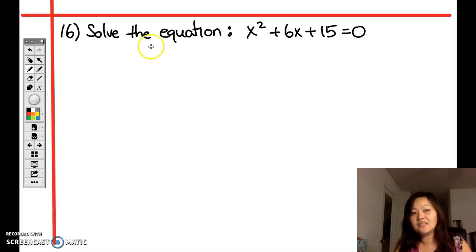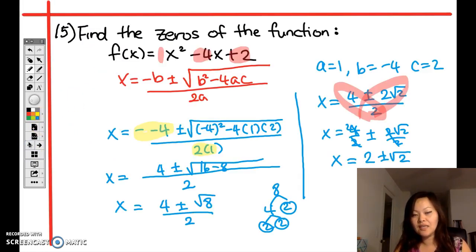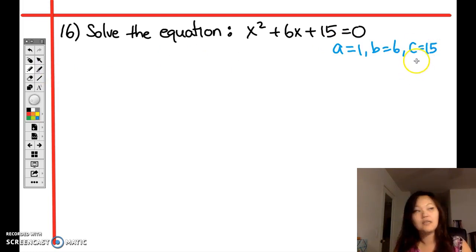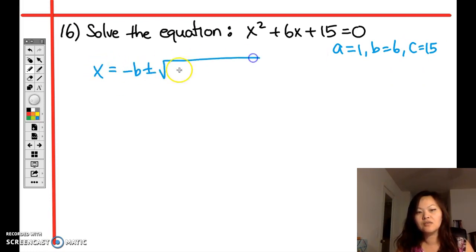Number 16 is exactly the same as number 15, but you have an i. So this time I'm going to rush it. A is 1, B is 6, C is 15. So then there you go. X equals negative b plus or minus the square root of b squared minus 4ac all over 2a.